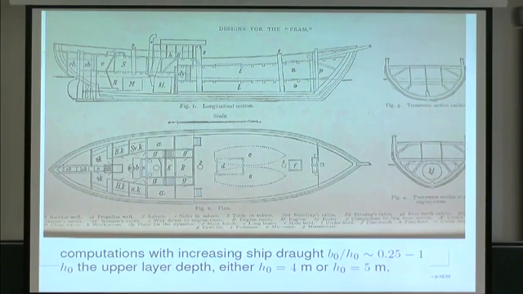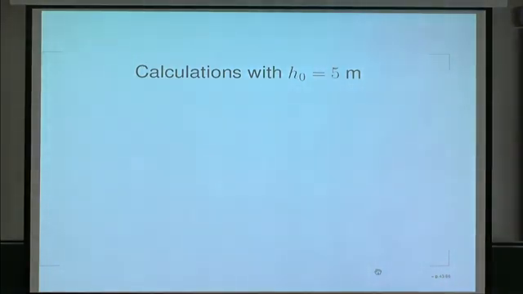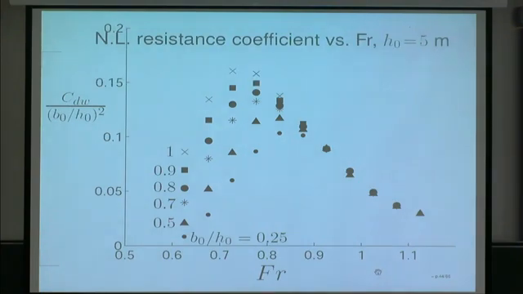Nansen didn't know exactly where it was. So here are some calculations with h naught equal to 5 meters. So here you get the nonlinear resistance coefficient versus Froude number, and h naught is 5 meters. And this is this function C_d W over B naught over h naught squared, as a function of this B naught over h naught. So here it is 0.25, here it is 0.5, 0.7, 0.8, 0.9, and extrapolation to 1.